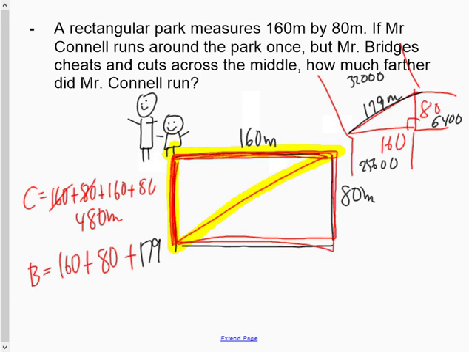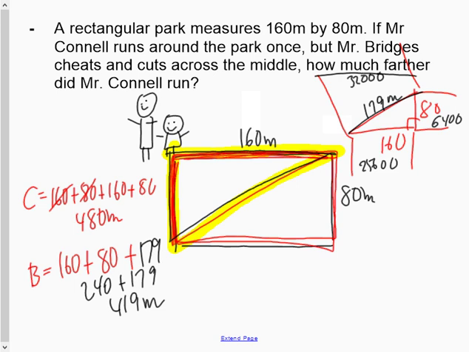So Mr. Bridges ran 160 plus approximately 179 meters plus 80 meters. So he ran 240 plus 179 is 419 meters. Everyone okay with that? So Mr. Connell ran 480 meters. Mr. Bridges ran 419 meters. So how much farther did Mr. Connell run? Take what he ran, subtract what Mr. Bridges ran, and you get 61 meters more. So therefore, the final answer would be Mr. Connell ran 61 more meters than Mr. Bridges.